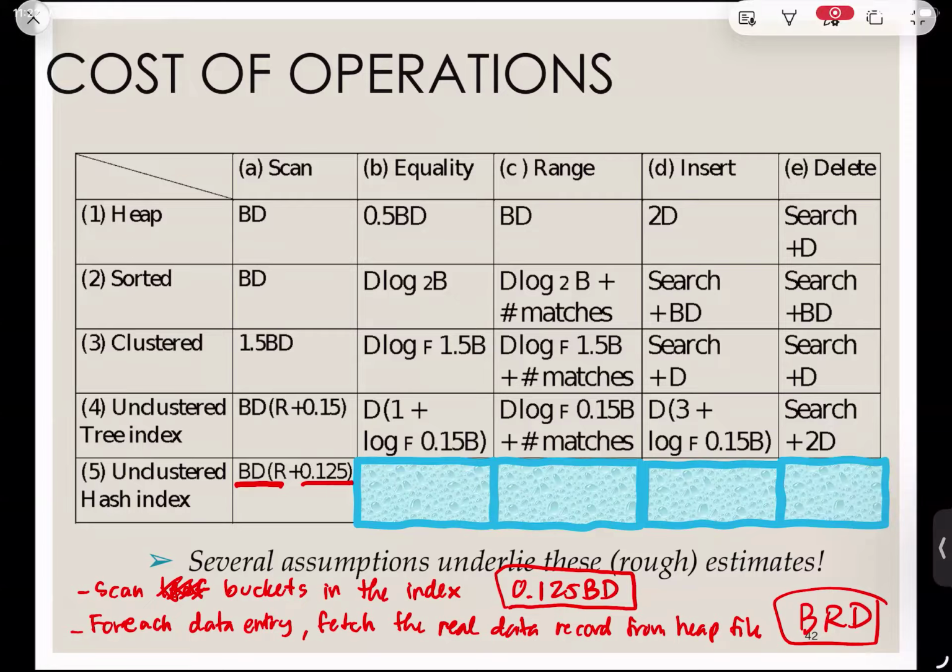The same situation happens with unclustered tree index: if you want to do a full scan of the database and you have an unclustered index, you are better off not using the index structure at all. You just scan everything sequentially. That's going to be much faster than using the index.